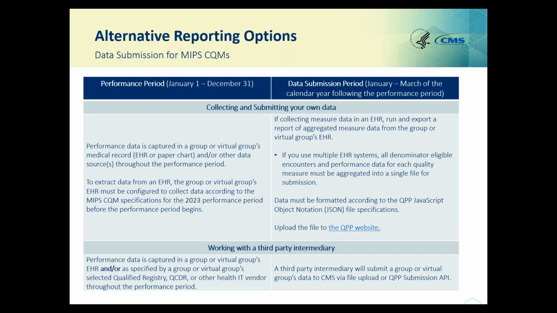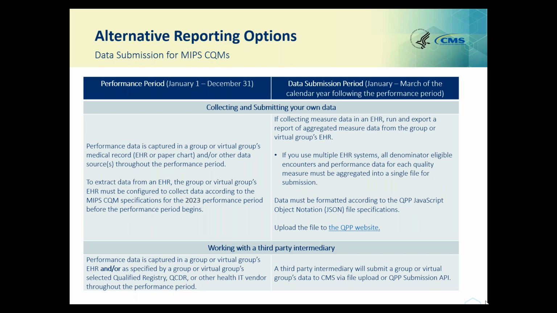If you are collecting measure data in an EHR, run and export a report of aggregated data from your group or virtual group's EHR. If you use multiple EHR systems, all denominator eligible encounters and performance data for each quality measure must be aggregated into a single file for the submission. Data must be formatted according to the QPP JavaScript Object Notation file specifications. You will then upload the file to the QPP website.